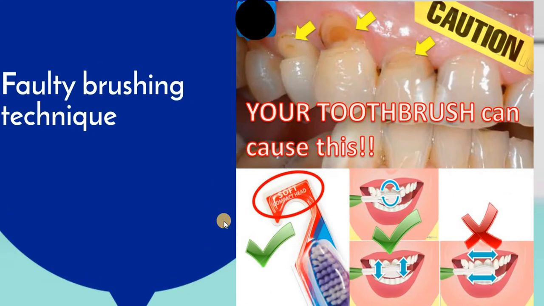Faulty toothbrushing technique is one of the causes of gingival recession and tooth abrasion. The patient that uses the horizontal technique other than the modified Bass technique may present with the gingival recession. So the instructed one is soft toothbrush and modified Bass technique.